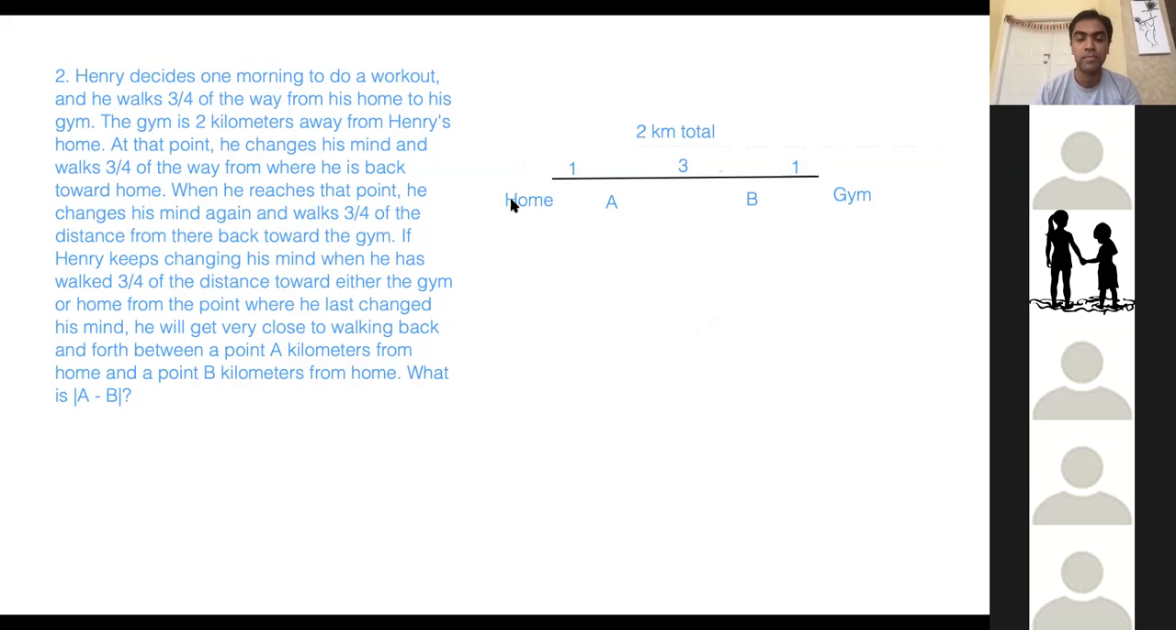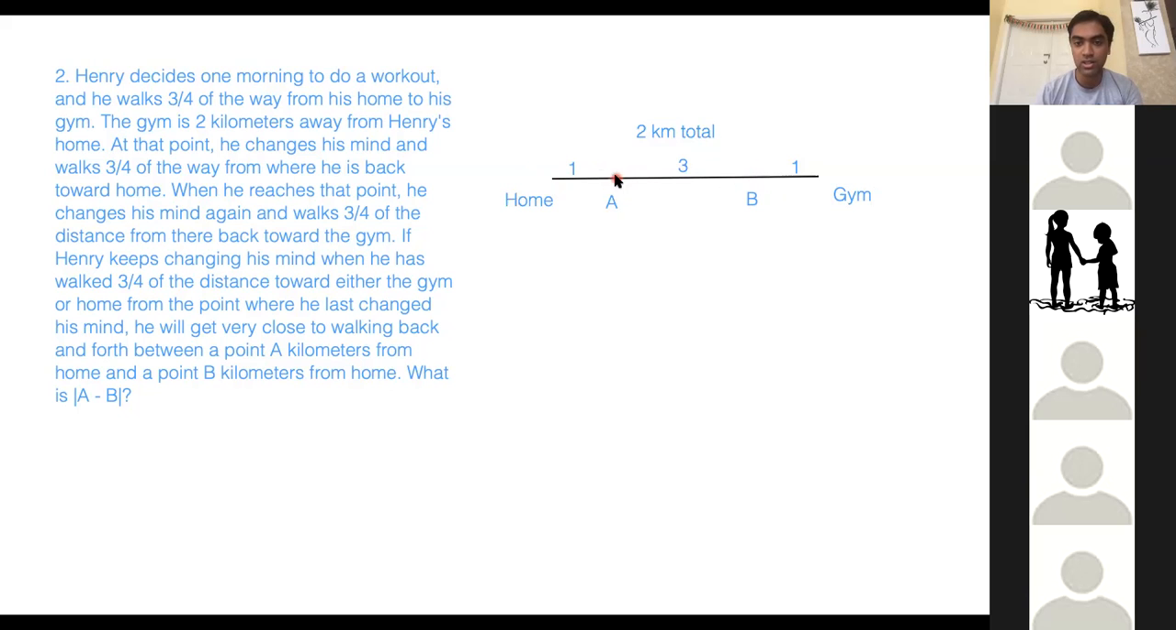Good. Yep. So I think the key thing first to see here is what happens. So let me use this slide. Henry starts from home. He goes 3/4 of the way to the gym. So let's say somewhere here. Then 3/4 of the way back here. Then 3/4 of the way to the gym, 3/4 of the way back home, and so on.